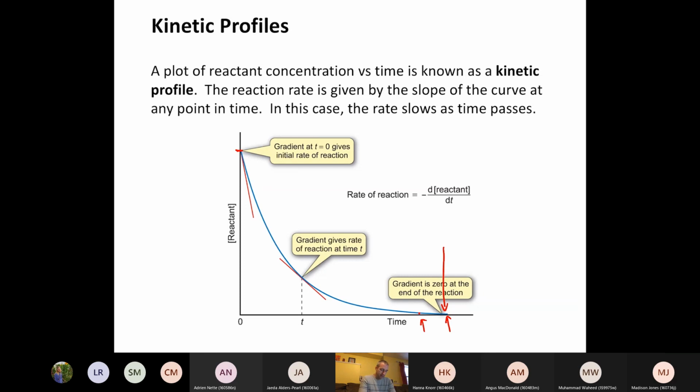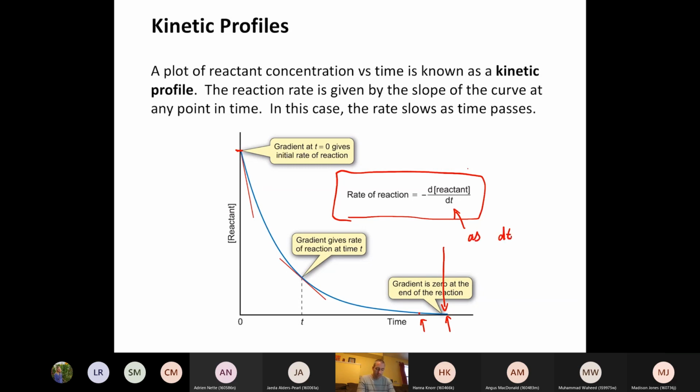So what we can say then is that the rate of the reaction at any point in time will be equal to the slope of this curve, which is the change in concentration of reactant over the change in time. And here, we're going to apply a little bit of calculus understanding.